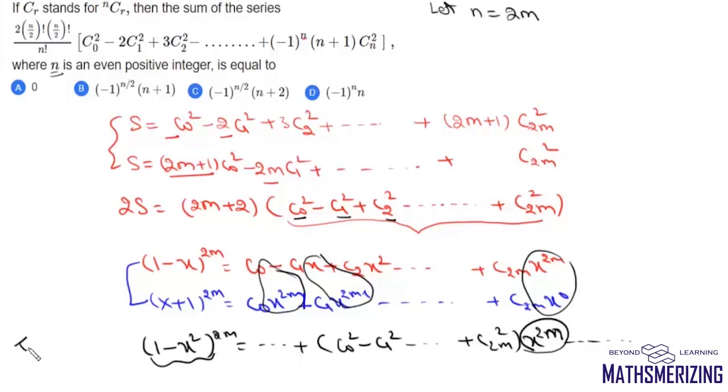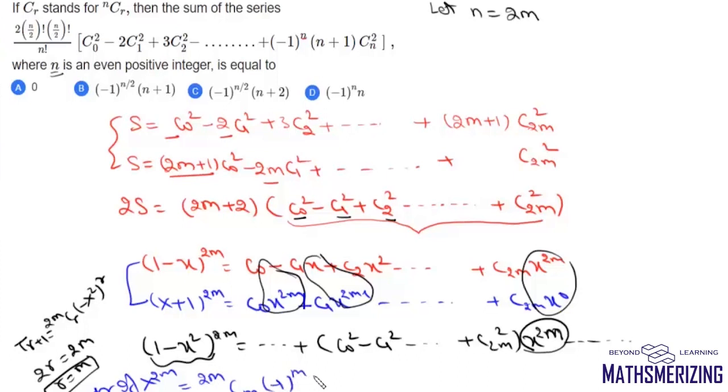Now on the left hand side, I'll write its general term. So the (r + 1)th term will be 2mCr (-x squared) to the power r. Now for the coefficient of x to the power 2m, it simply means 2r must be equal to 2m, that is the value of r is equal to m. So the coefficient of x to the power 2m on the left hand side will be 2mCm (-1) to the power m.